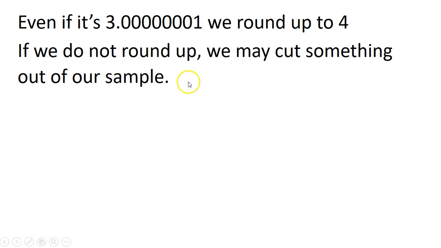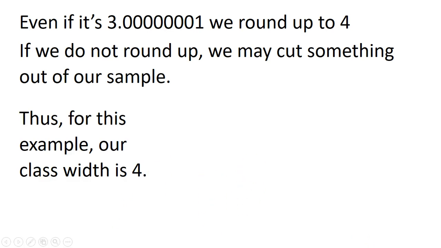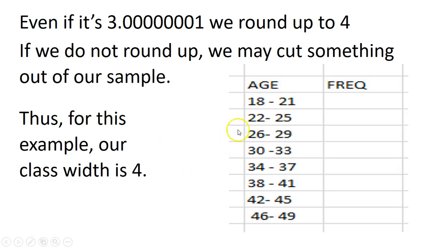If we do not round up, then somewhere along the line I'm going to end up cutting out something from my sample. So, thus, for this example, my class width is 4. So that's why between 18 and 44, even though this is more than the 44 that I want, it is, but I did 4. 18, 19, 20, 21, that's 4. All of these, that was my classes. I have my 8 classes to decide the group size.